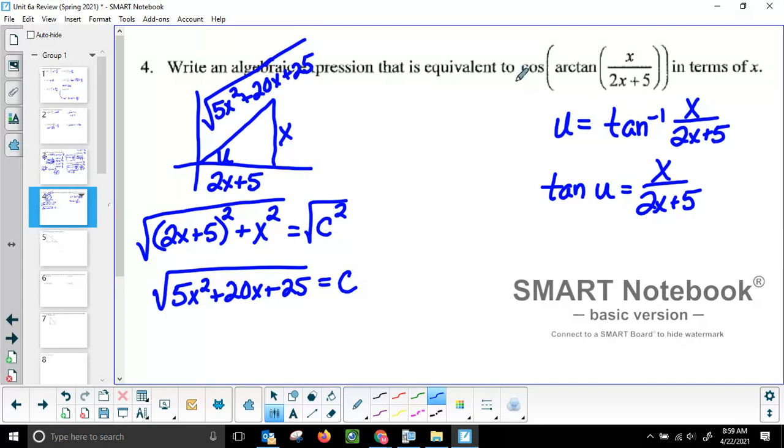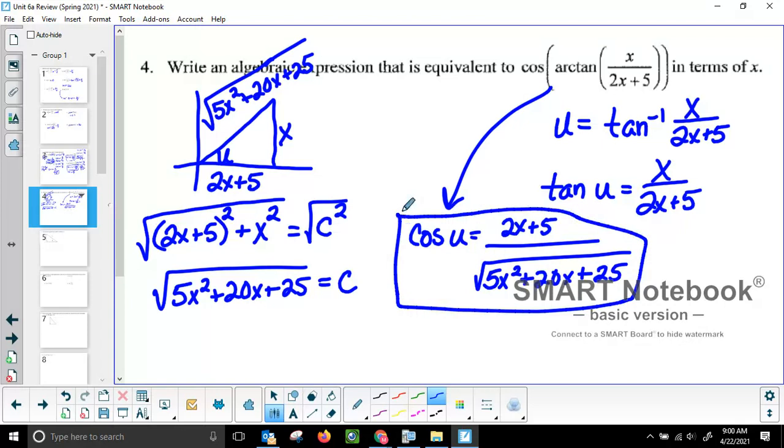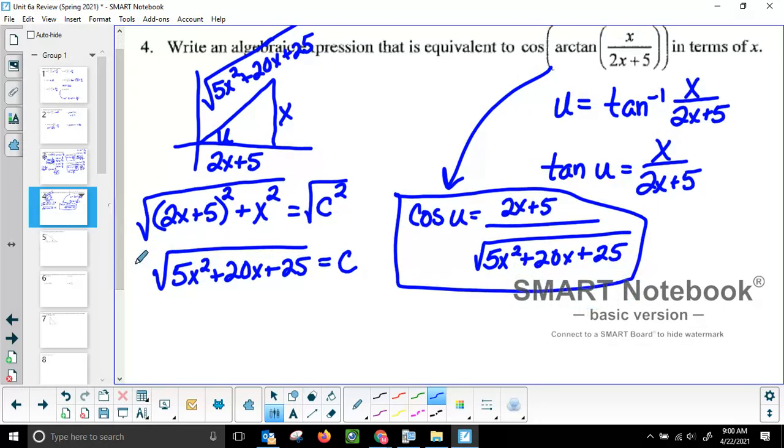All right, so now we're doing that same thing though, right? We let all of this stuff equal u. So we're really just looking for the cosine of u. Well, cosine is adjacent over hypotenuse. So this would be 2x plus 5 over all of this mess. Now I don't care if you rationalize that. If you really want to, you can, but it's messy enough as it is. There's no reason to make it look even more messy. So, yeah, you're fine.